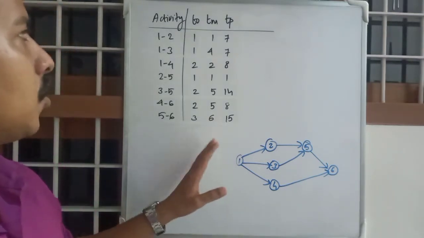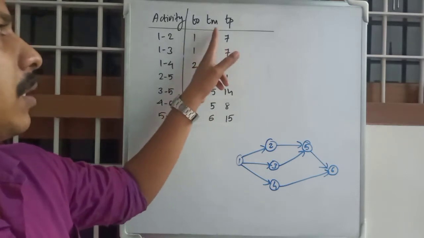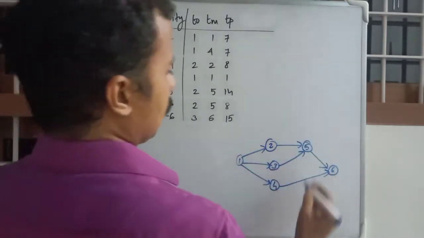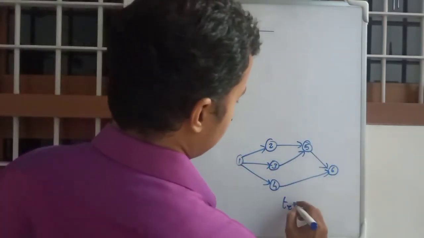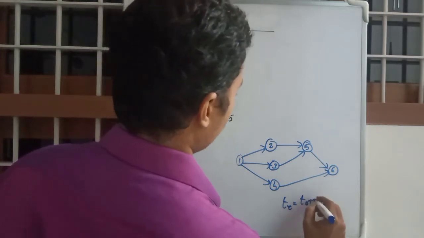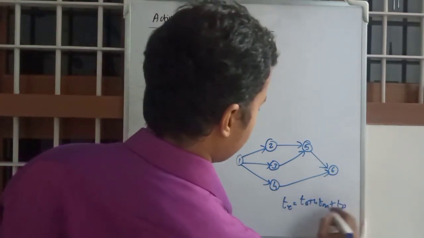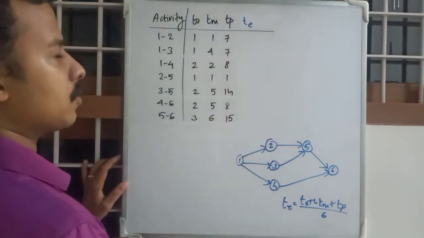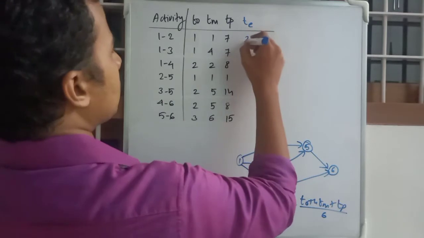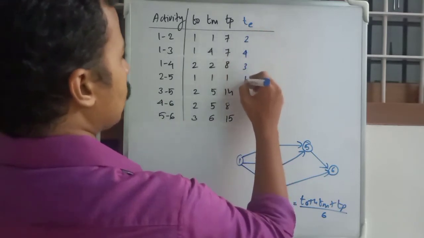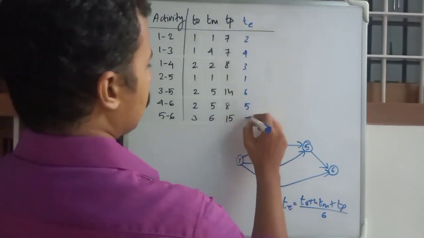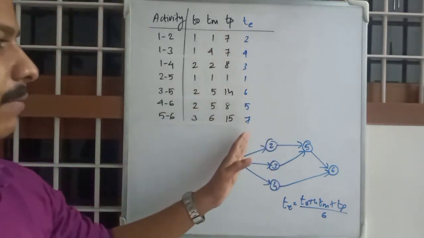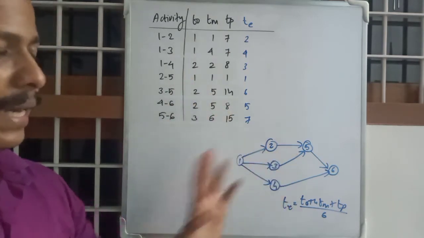Okay, so you have three time parameters: optimistic, mean time, and pessimistic time. So using the equation T is equal to TO plus 4TM plus TP divided by 6, calculate the T values. Okay, the values are 2, 4, 3, 1, 6, 5, 7. So you have TE values, the expected mean times of each activity.